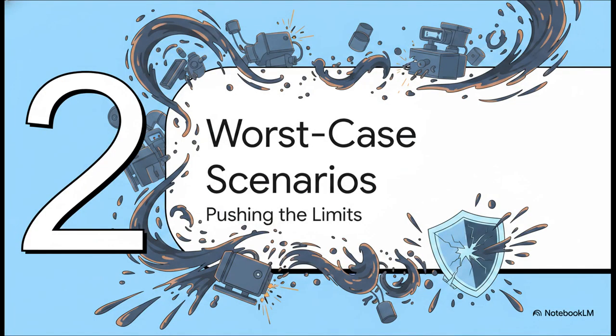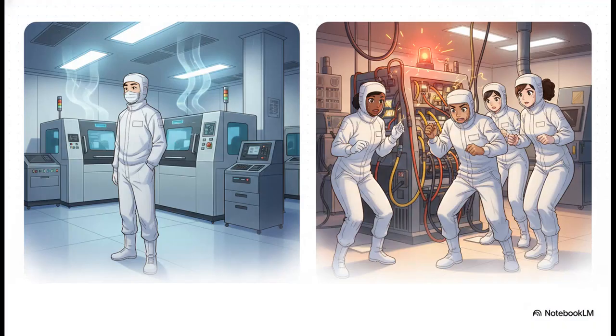Which brings us to Section 2, designing worst-case scenarios, pushing the system to its limits. To truly test this sterile shield, we can't just simulate a smooth, perfect day in the clean room. Honestly, that wouldn't tell us much about where our controls might break down. We have to simulate the absolute worst conditions. We stack up a standard shift against worst-case scenarios.